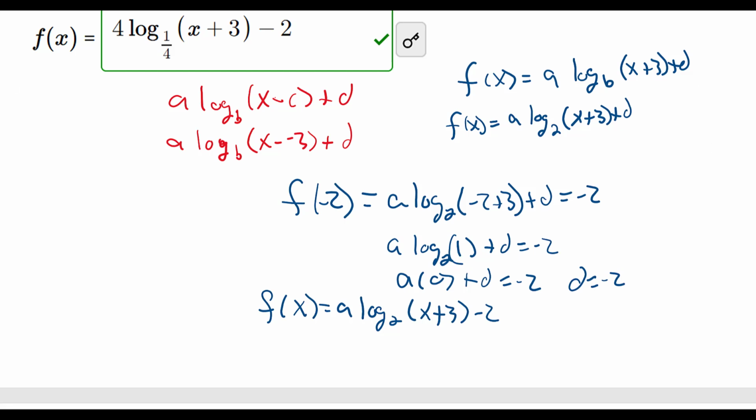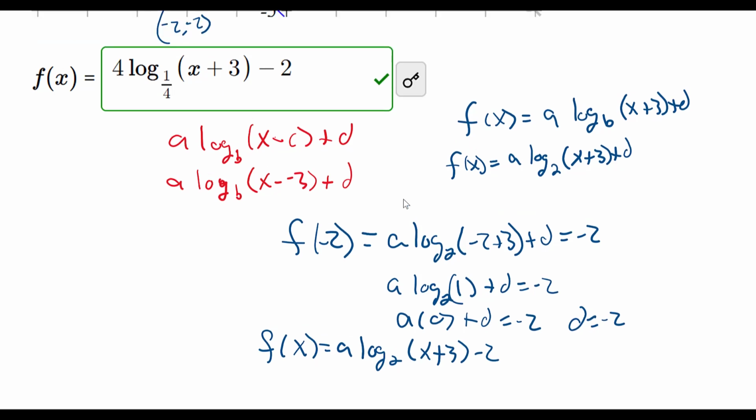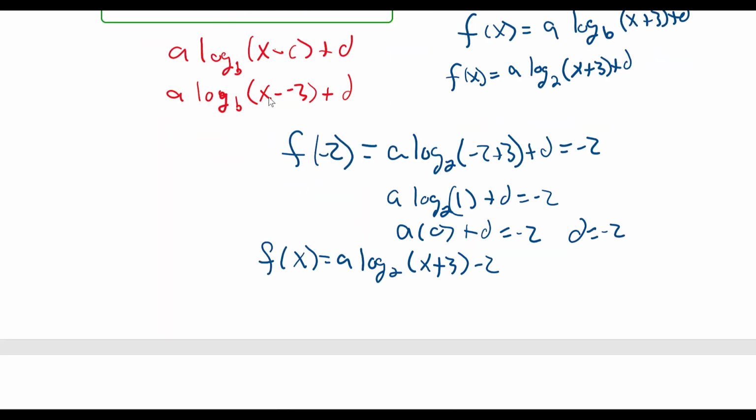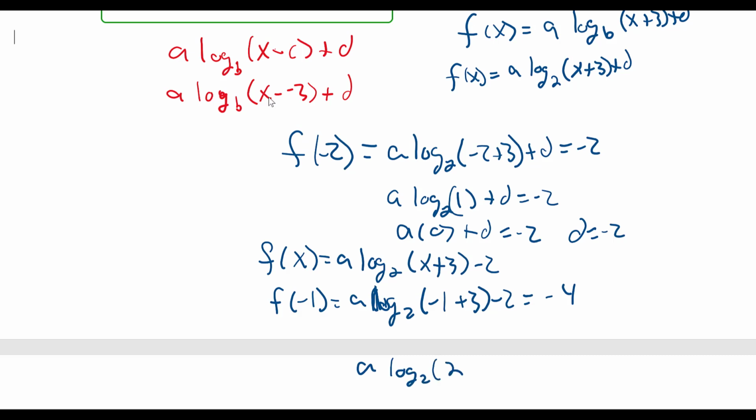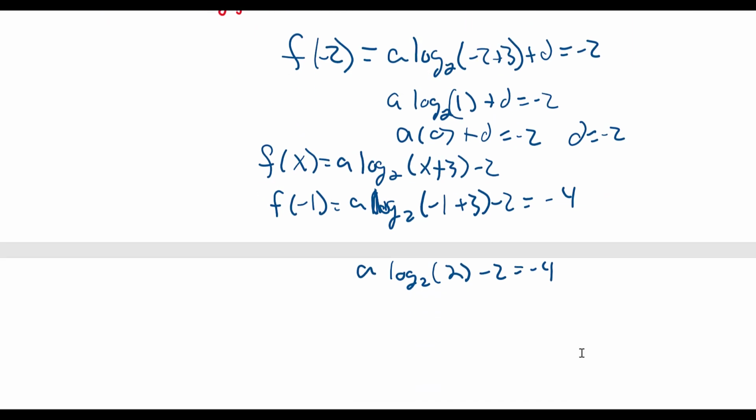Let's try the other point and see if we can get that A. The other point we came up with was (-1, -4). So f of -1 is A times log base 2 of (-1 plus 3) minus 2, and that's -4. So A times log base 2 of 2 minus 2 is -4. Log base 2 of 2 is 1, so A times 1 minus 2 is -4. If I add 2 to both sides, A equals -2.